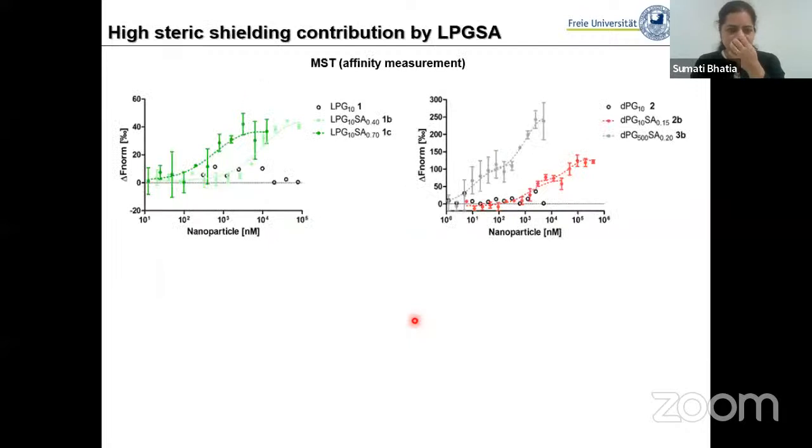First is the MST, which is a microscale thermophoresis technique. First we wanted to see how much affinity these scaffolds have with the virus. Affinity is determined in terms of the KD value, the dissociation constant. So, how strongly an inhibitor can bind. The lower the KD, the higher the inhibition, the higher the binding.